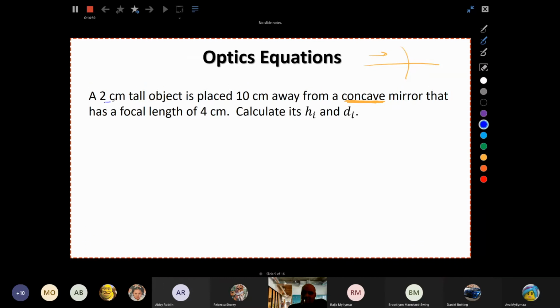A 2 centimeter tall object, which is that? Hi di or ho do? 2 centimeter tall, which one's that? That would be the height of the object. You got it. That's your ho. It's placed 10 centimeters away. What do we think about that?